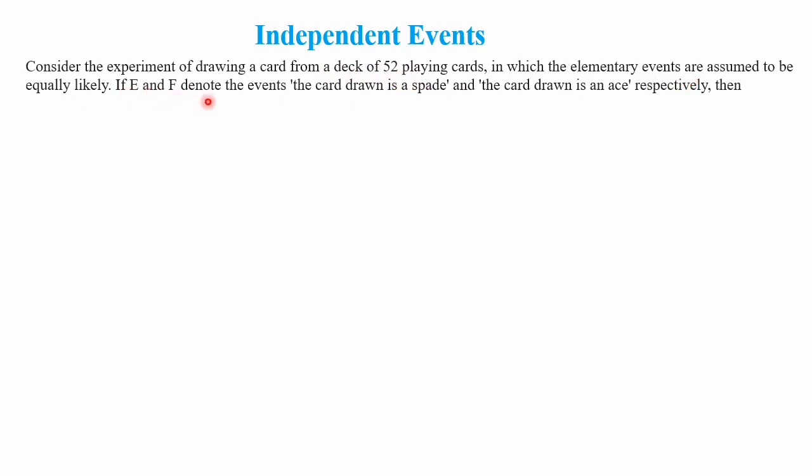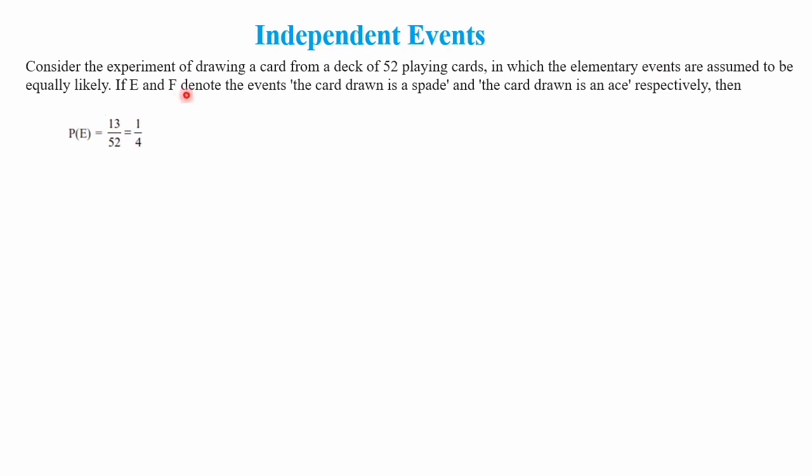If E and F denote the events, E is the event that the card drawn is a spade, and F is the event that the card drawn is an ace. Let's find P of E and P of F. P of E means the card drawn is a spade. There are 13 spades in a deck, and the total number of cards is 52. So 13 by 52, which cancels to 1 by 4.